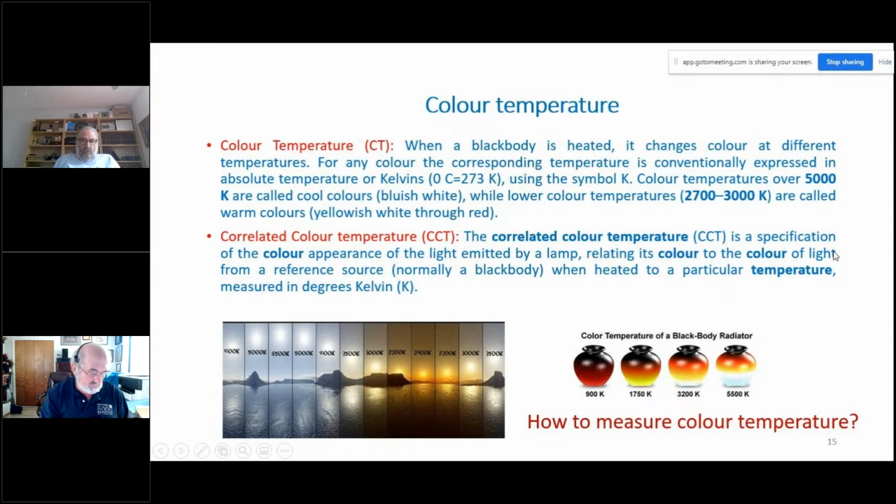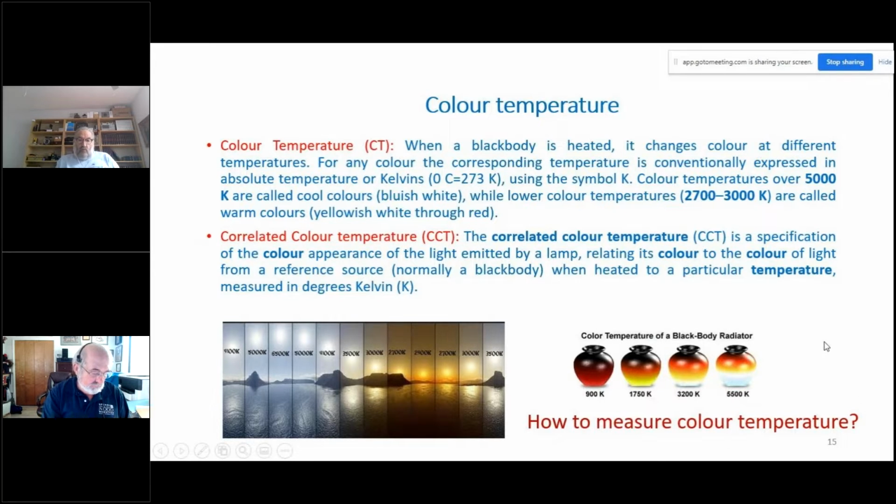Now, from this, we go to color temperature. So when you heat a body, for example, a metal pot, like you can see here, as the temperature is rising, you can see there are color changes in the metal. So first it's red color, then it turns yellow, then it turns white, and then it turns blue.